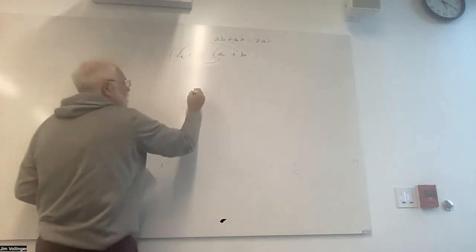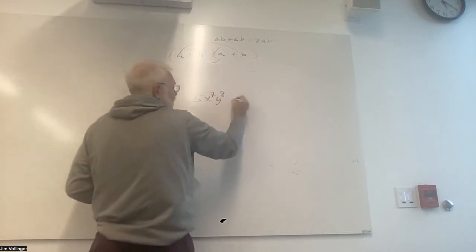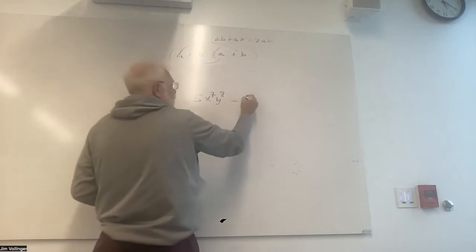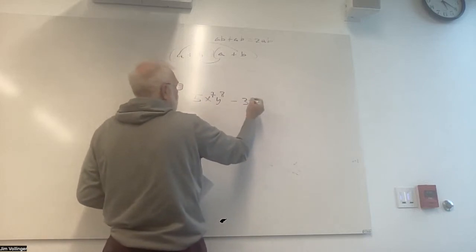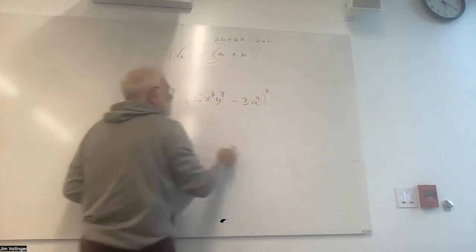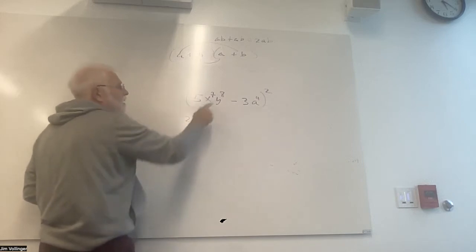Let's go with 5x to the 7th y to the 8th. Let's do a positive this time. Plus, now let's stay negative. Minus 3. How about we go a to the 4th, and let's square that. You got to square the 5. You got to square that, which is 14. You got to square that.